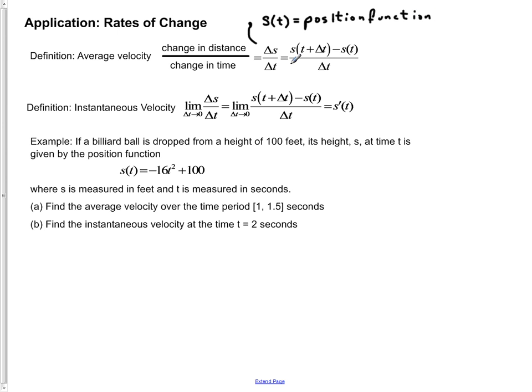So how do we get that? Well, if S is our position function, this delta S means that we've got the position at some time t and the position at some time t plus a change in time. Well, what does that mean? Let's take an example right here. Let's say that we have this equation for a billiard ball that's dropped from a height of 100 feet, where its height s at time t is given by s of t is negative 16 times t squared plus 100, where s is measured in feet and t is measured in seconds.